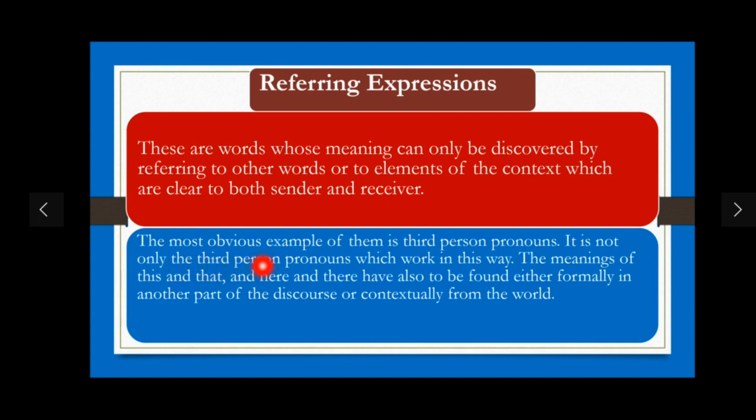The most obvious example of them is the third person pronoun. But it's not only the third person pronoun which works in this way. The meanings of "this" and "that," and "here" and "there," also have to be found either formally in another part of the discourse or contextually. For example, if I say "I was there last night," you will know the meaning of "there" only if you have an idea of what I am referring to, because you asked me, "Where were you last night?" and I told you I was there.